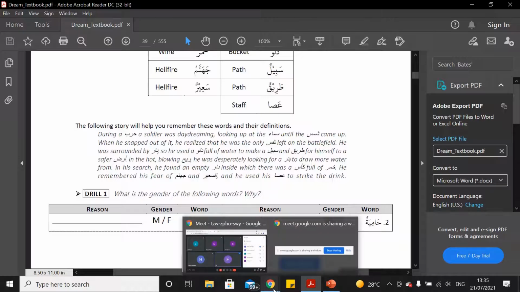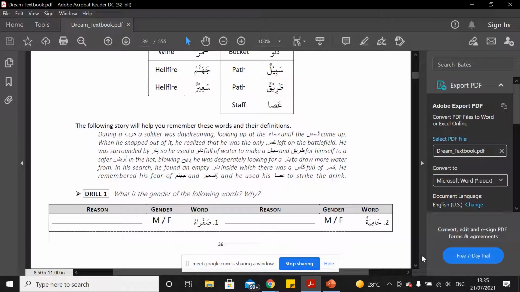During a harb, war, a soldier was daydreaming, looking up at the sama, the sky, until the shams, the sun, came up. When he snapped out of it, he realized that he was the only nafs, soul, left on the battlefield. He was surrounded by nar, fire, so he used a bucket full of water to make a sabil and dariq, path, for himself to a safer land.